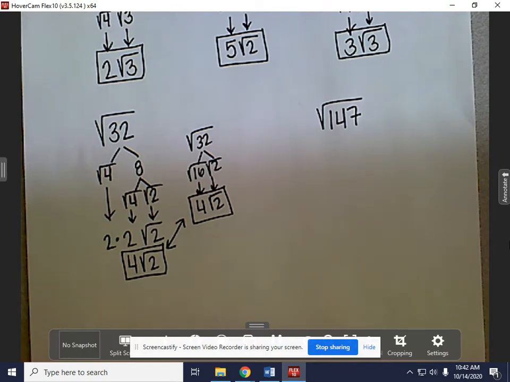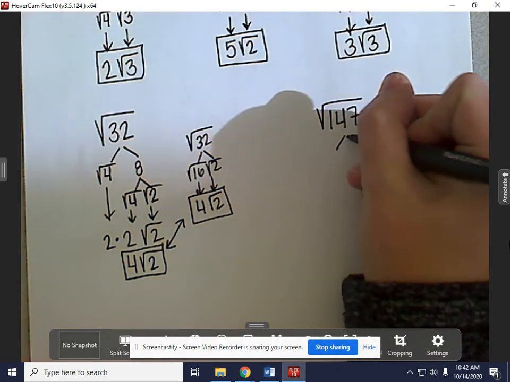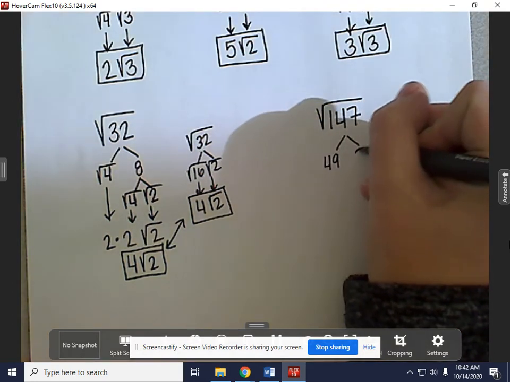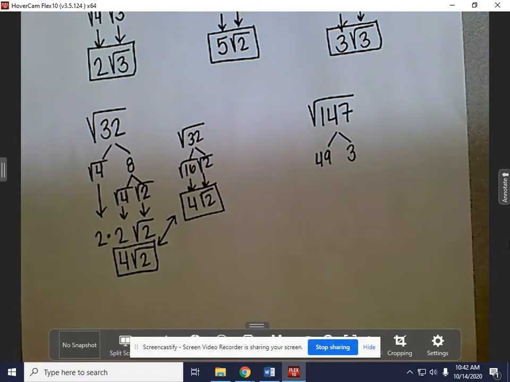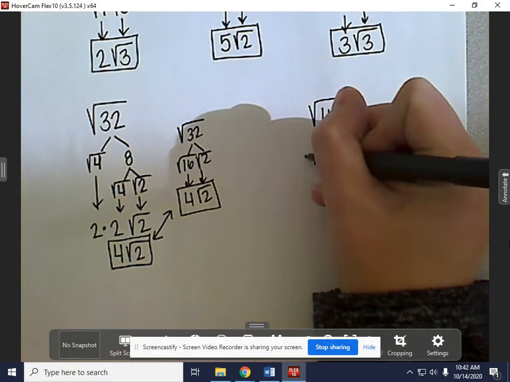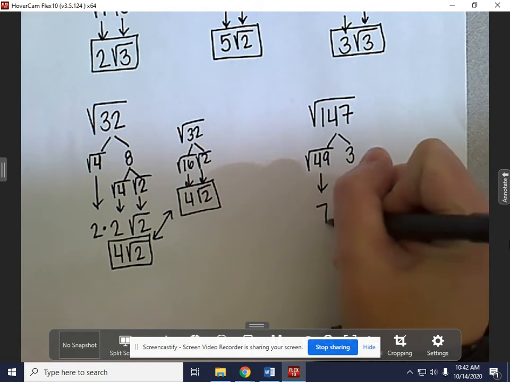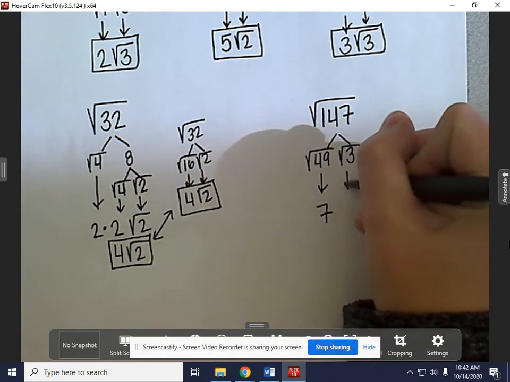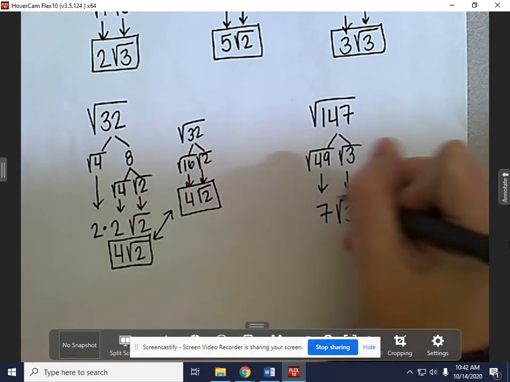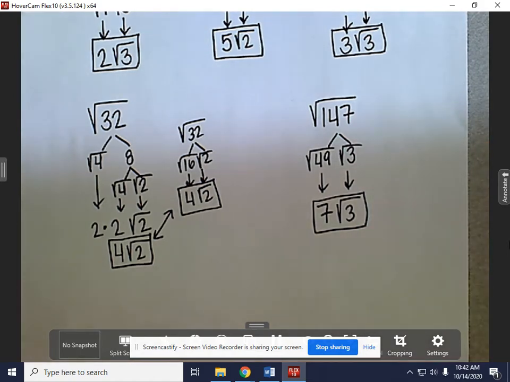So 147, as I go through my list, is not divisible by 4, 9, 16, 25, 36. But if I do 147 divided by 49, it's actually 49 times 3. Okay. So once I do that, I would say, oh, I know the square root of 49. It's 7. And the square root of 3 just ends up being the square root of 3 because you can't simplify it, and that's your simplified version.